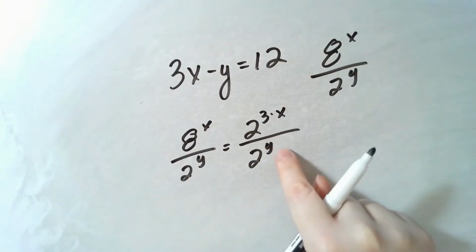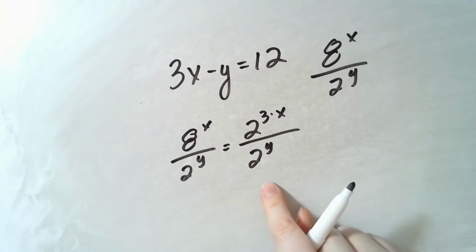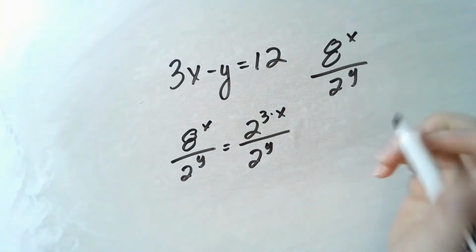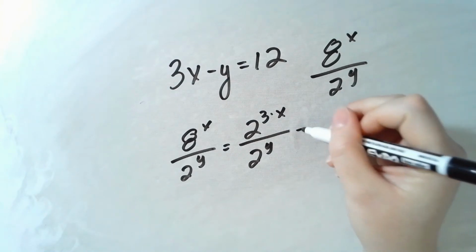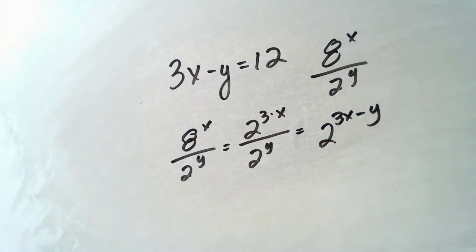When I have two exponents with the same base and one is dividing the other, I subtract their exponents. So that's going to be 2 to the 3x minus y. Notice 3x minus y, 3x minus y. 2 to the 12th is just your answer.